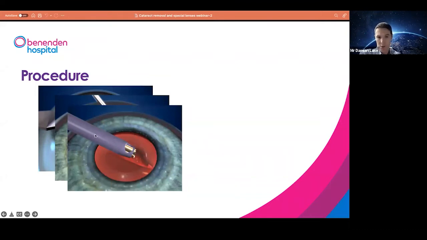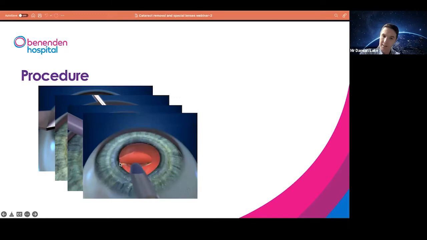Now, this machine produces sound waves, which break up the cataract, and it also has a vacuum to aspirate away the cataract segments. And that then leaves an empty capsule bag inside the eye. And into that capsule bag, we inject a new plastic lens. So that plastic lens is made from a malleable acrylic, which rolls up into a little cartridge, like a cigarette paper. And we simply inject that into the eye.